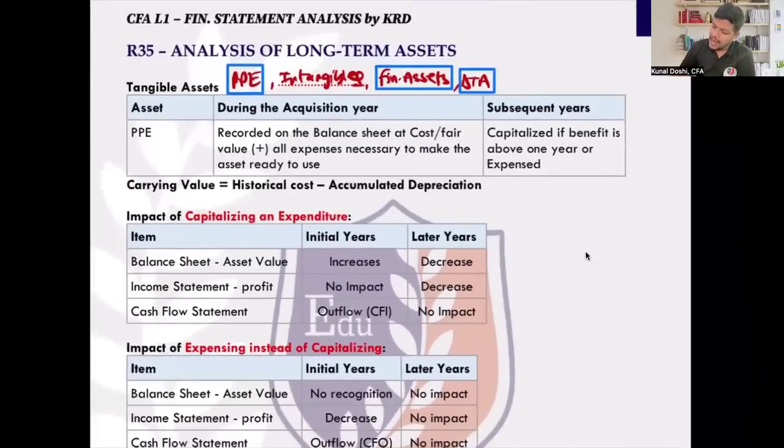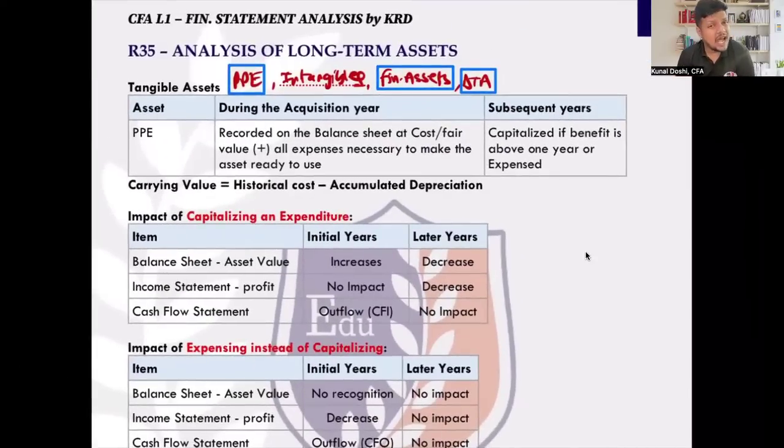So, like inventory, we now have to understand what cost of the asset will be capitalized and what will be expensed. Okay. So imagine a non-current asset of PPE, like machinery or an equipment. When you buy the equipment, the cost of the machinery is recorded on the balance sheet, and all the expenses necessary to make the asset ready to use, like installation cost, transport to bring it to the factory or location, taxes, etc., all of these costs are capitalized.